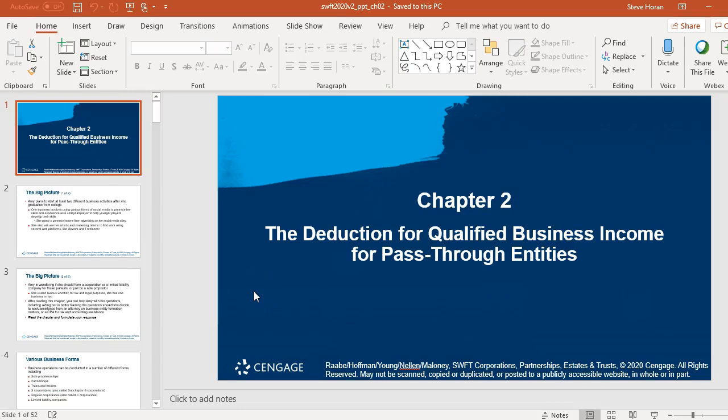Let's take a look at Chapter 2. Chapter 2 is two big topics, the qualified business income, which we'll call QBI, and then a little bit about pass-through entities. Now, the QBI is for pass-through entities, but we have to know what a pass-through entity is, obviously, if we're going to understand QBI a little bit better. So just want you to be aware of that.